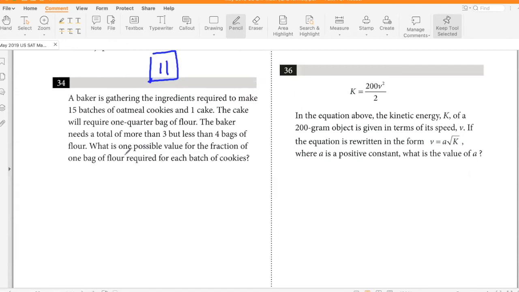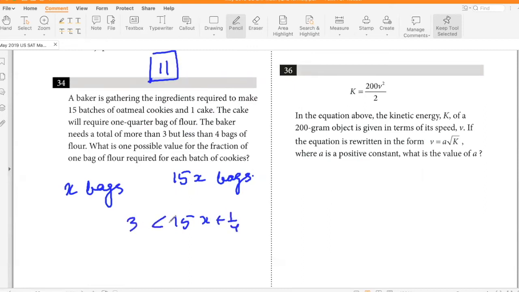Okay, so let's say each batch of cookies needs X bags of flour, right? Where X is a fraction. So 15 batches of cookies would need 15X bags of flour, and the cake would need a quarter bag of flour. So 15X plus 1 by 4, that is between 3 and 4 bags, right, of flour.